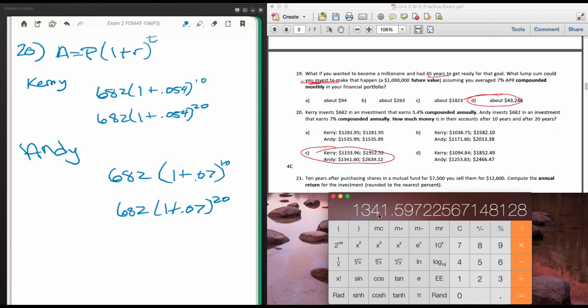He has $1,341.60 after that, and we'll just verify the last one. 1.07 raised to the power of 20 years, multiply that by our principal of 682, and $2,639.12. Okay? All right, go ahead and for questions 21 and 30, just go on to part 3.